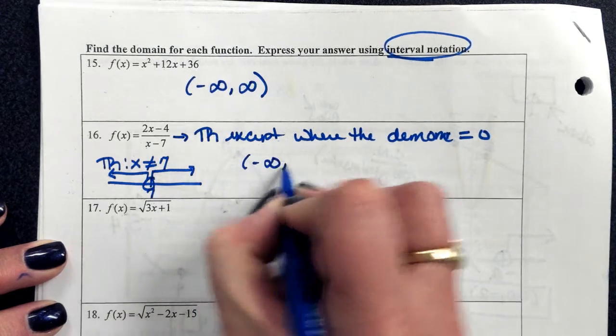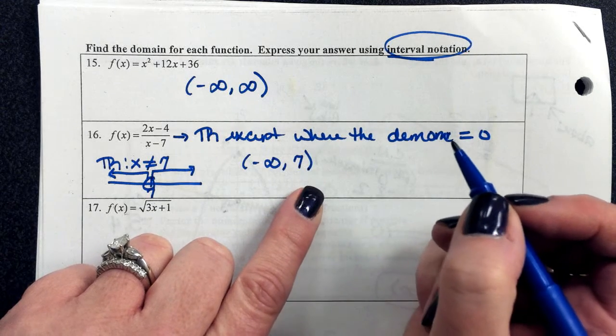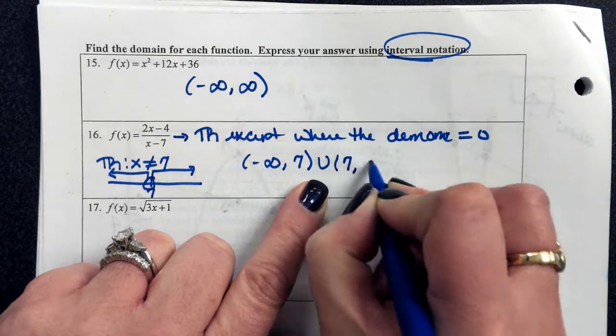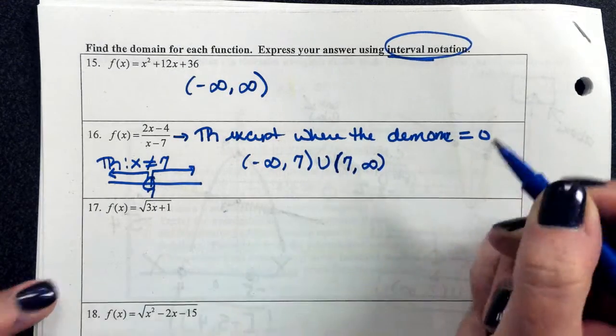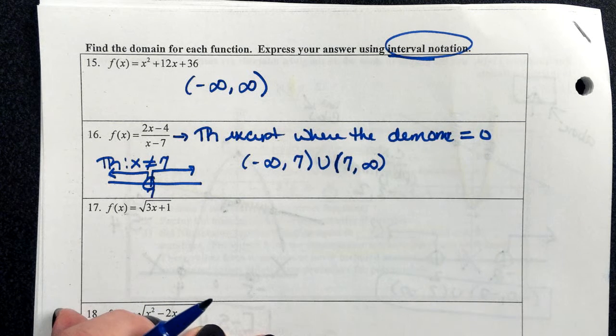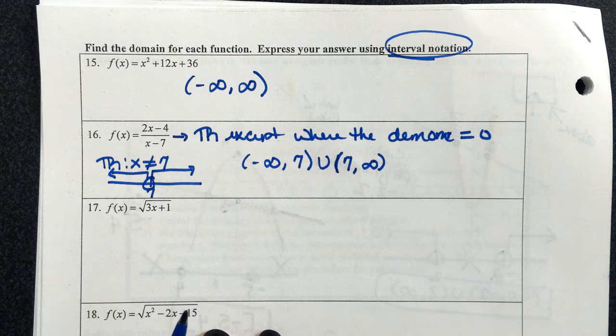So it's going to have to be all real numbers less than 7, and again you're going to put a parenthesis after 7 because we're not including 7, and then all real numbers greater than 7. So again it's going to be a parenthesis 7. So in interval notation, if you exclude one number from the domain, there's 2 intervals. If you have to exclude 2 numbers from the domain, it'll be 3 intervals. There's always one more interval than the numbers you exclude from the domain. So any questions on 15 or 16?